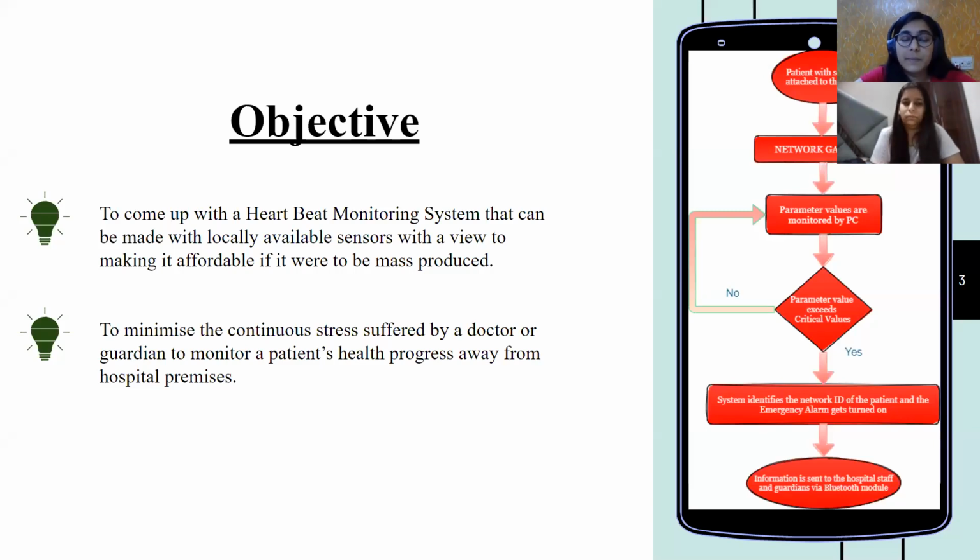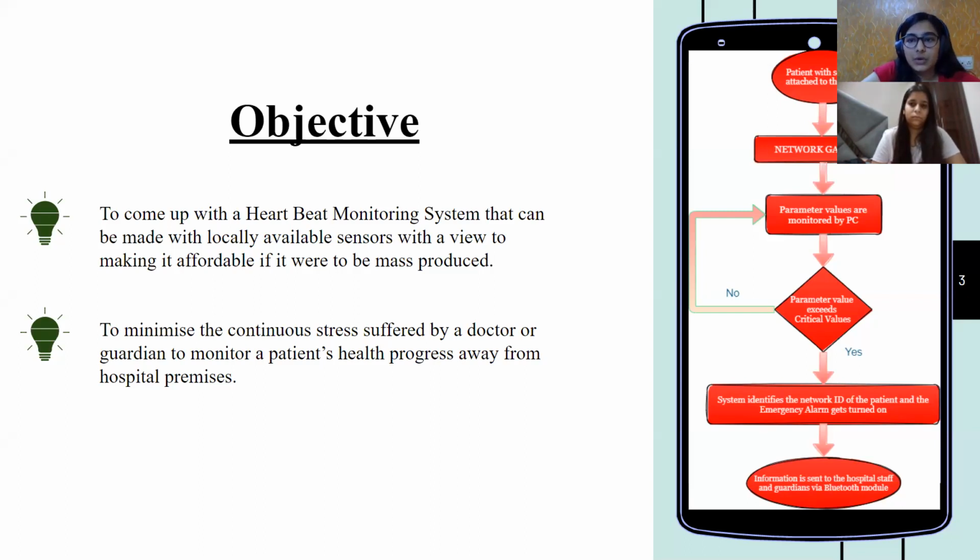So, the main objective of our project is to come up with a heartbeat monitoring system that can be made with locally available sensors with a view to making it affordable if it were to be mass produced. Our other objective is to minimize the continuous stress that is suffered by the doctors or the hospital staff or the guardian of the patient to monitor the patient's health progress away from the hospital premises.